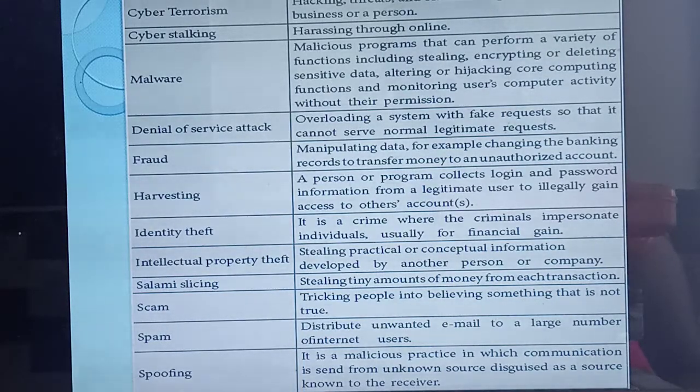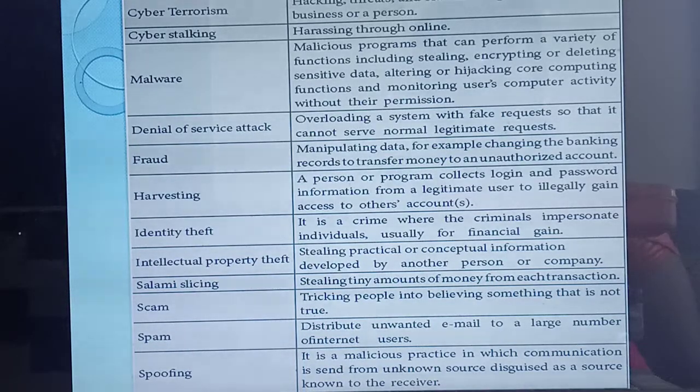Cyber terrorism, mainly blackmailing. A hacker or a particular person will take your accounts and blackmail you. This is called what? Cyber terrorism. Understood what you mean by cyber terrorism? Blackmailing a person. That is called cyber terrorism.